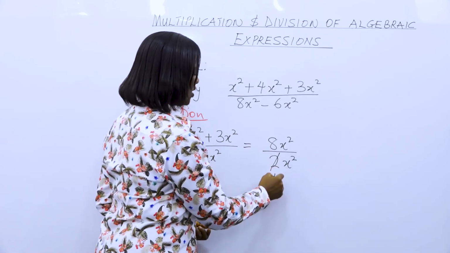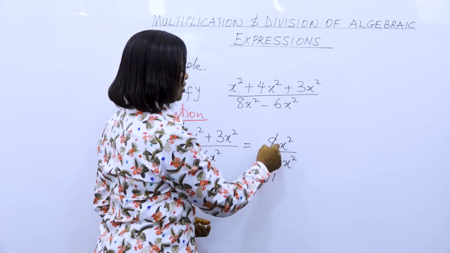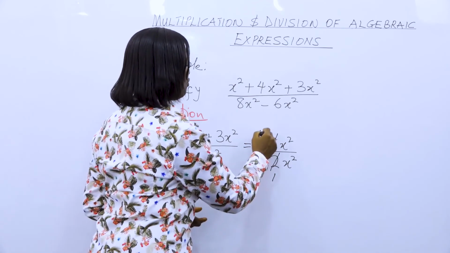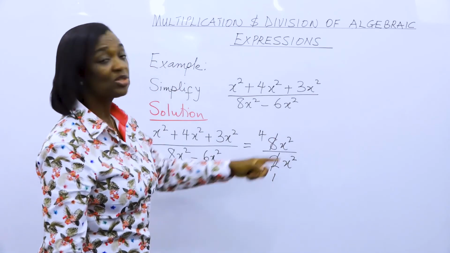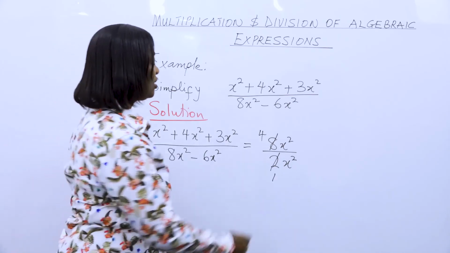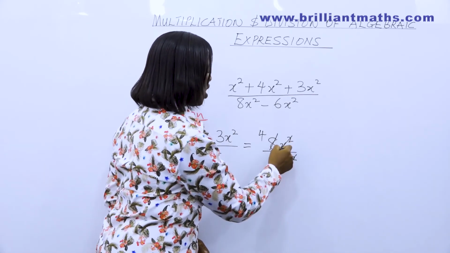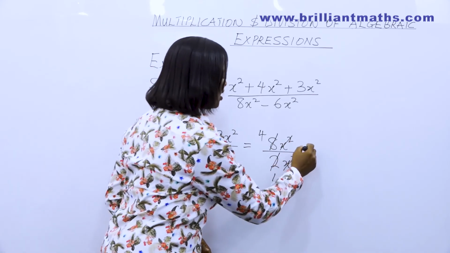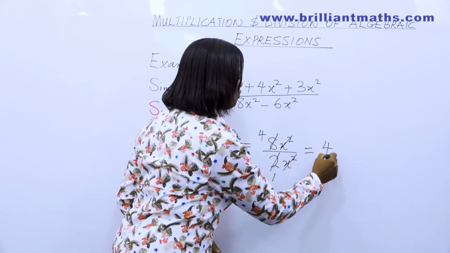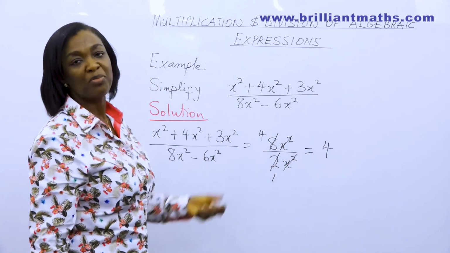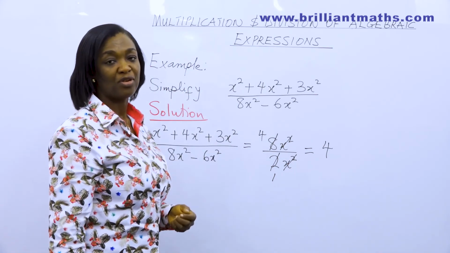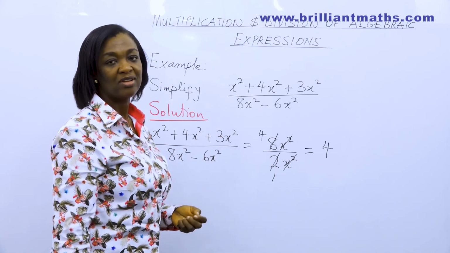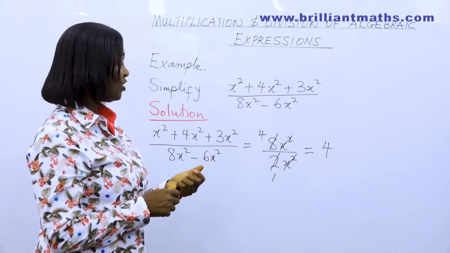And here we can easily cancel out. 2 in 2 is 1. And 2 in 8, how many 2's do we have in 8? That will be 4. x squared divided by x squared cancel out and we'll be left with 1. So the answer is actually 4. So when you see a problem like this, don't assume it's difficult. Just pay a little attention and try it out. And you can see that you can do it.